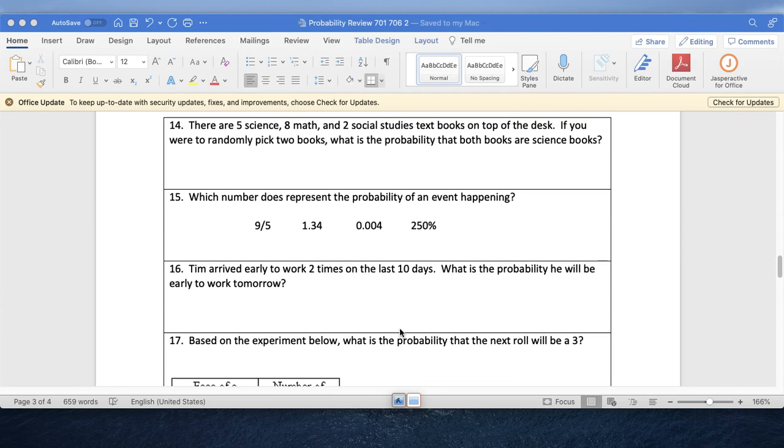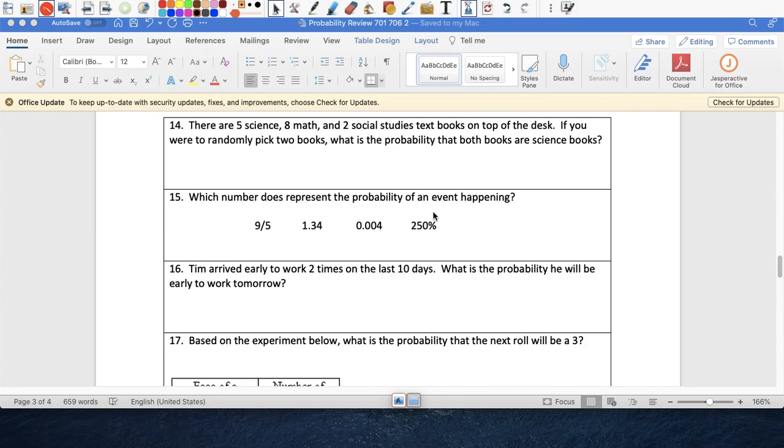There are 5 science books, 8 math, and 2 social studies textbooks on top of the desk. If you were to randomly pick 2 books, what's the probability that both are science books? So again, the probability of a science book and another science book. You're not putting it back, right? When you take one, you don't put it back. So what's the probability of getting a science book? Well, there's 5 science books.